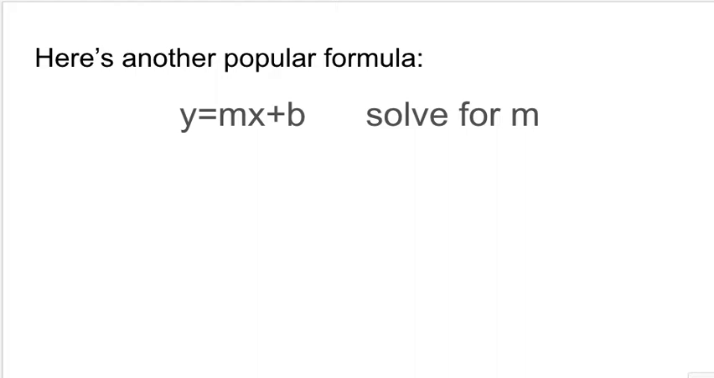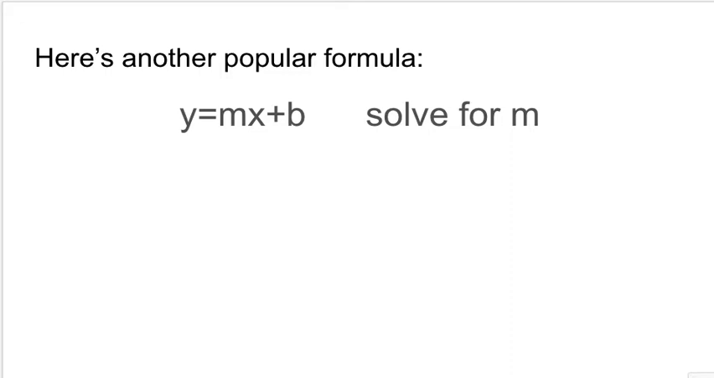Another popular formula here, this is something that you're very familiar with from Algebra 1, or even from 8th grade math: y equals mx plus b. The formula for linear equations, the slope-intercept form of a line. So what if you want to find out what m is, the slope? You don't know what m is, and you want to find out what it is based on the rest of the information you have. How do you find out what m is?